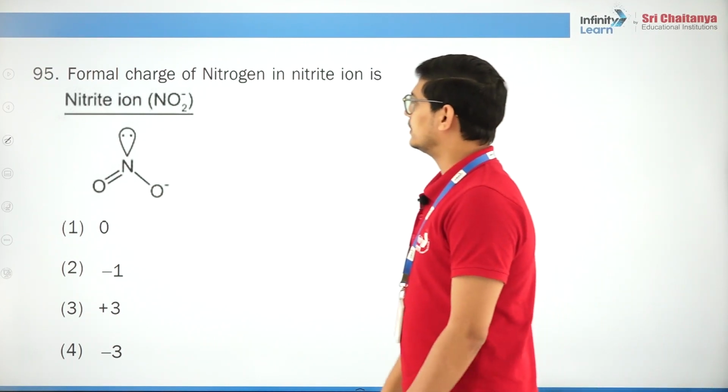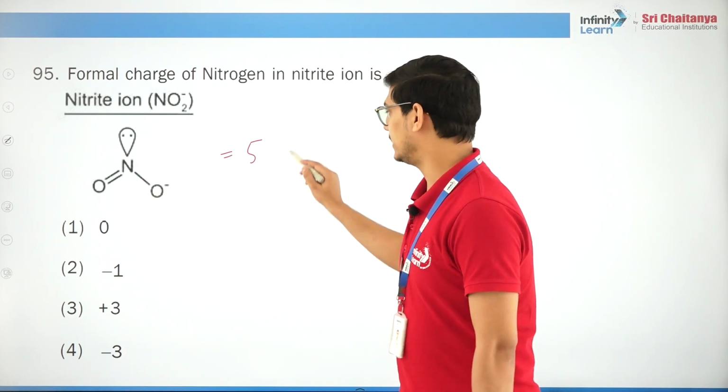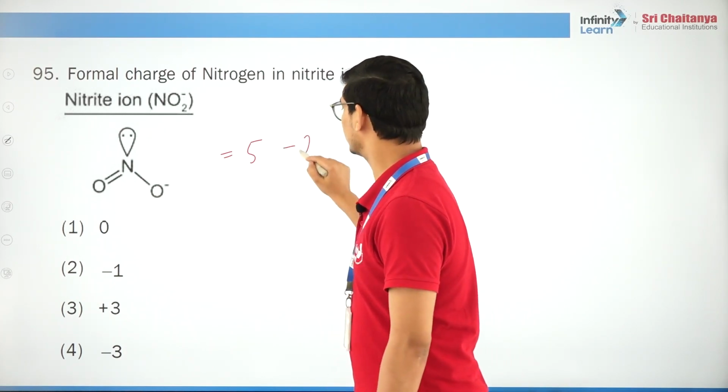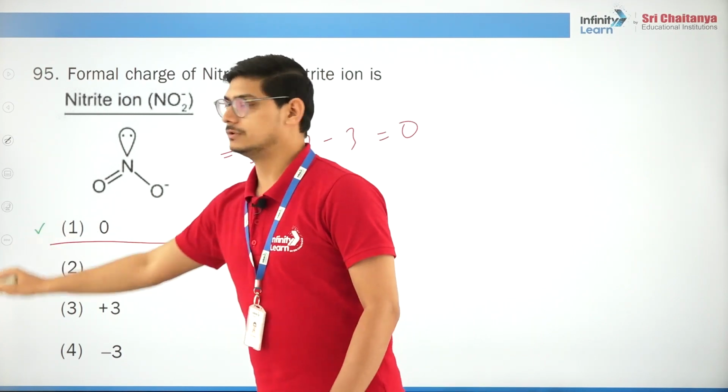Formal charge of nitrogen in nitrite. So you can find out 5 electrons on free nitrogen atom minus how many non-bonding electrons, 2, and how many bonds it is forming, 3. So basically it is 0. Clear guys?